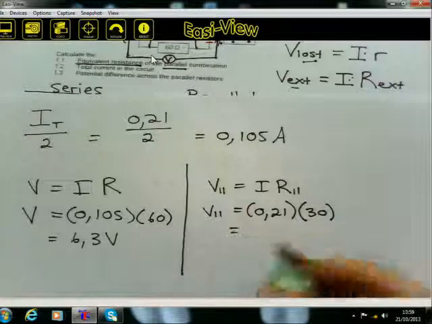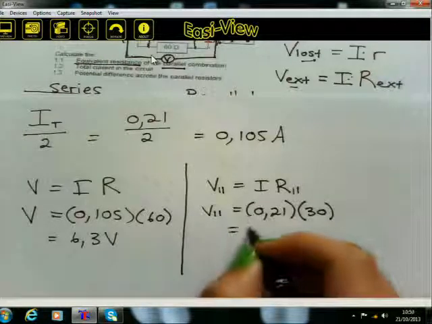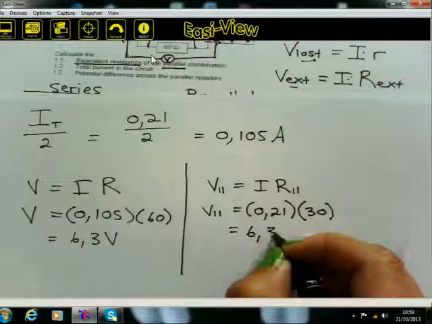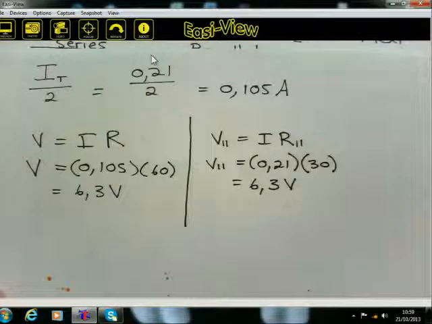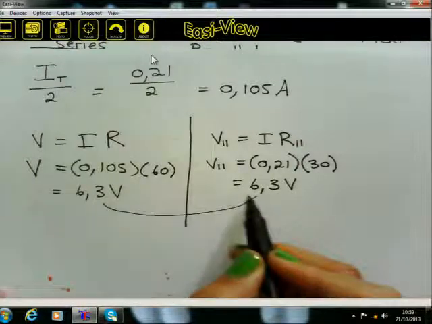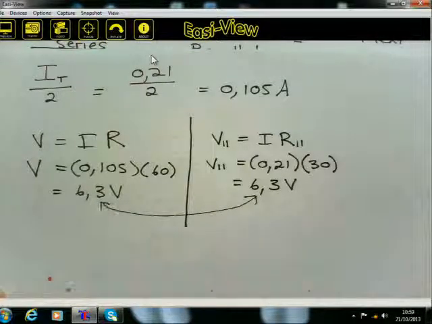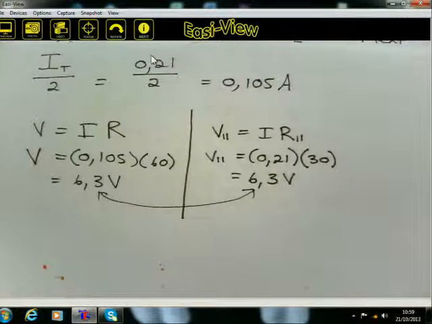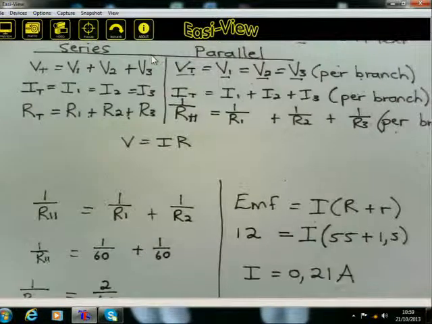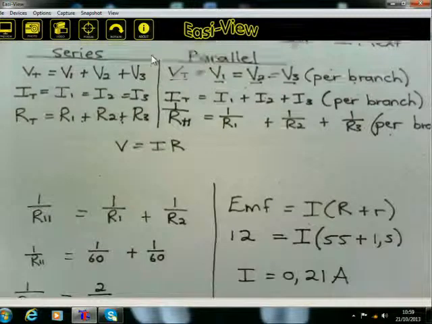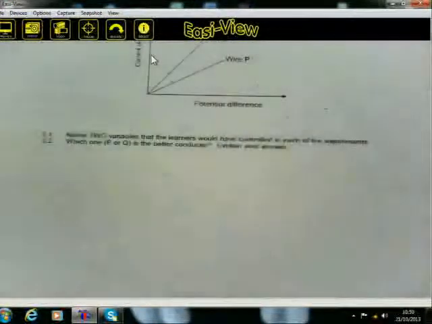And if you multiply those two, you get, surprise, surprise, 6.3 volts. Same answer, two different methods. But as long as you get one of the two right, then you're safe. Okay. Now let's look at the next question that I brought for you guys.